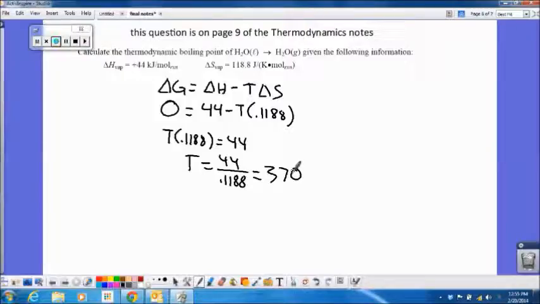370, because really I can only have two significant figures there. So 370 Kelvin. The book value for that is 373. So it's pretty close. And again, that's going to depend on how I measure these two numbers, the heat of vaporization and the delta S of vaporization. But that's how you can go about doing something like that.